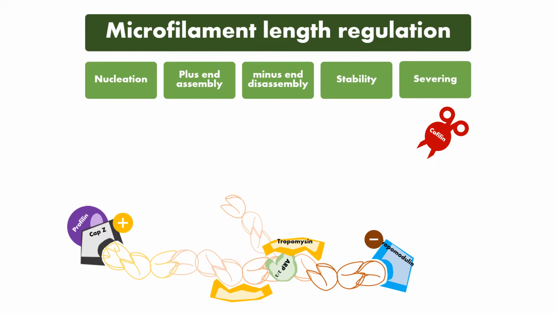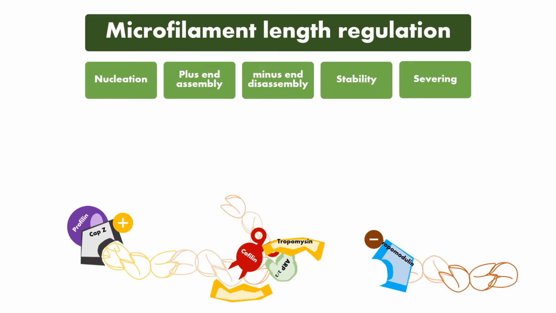We have also severing or cutting proteins like cofilin. The cofilin, when it binds to this microfilament, will lead to the cutting of this microfilament. So these types of proteins are essential for cell division and the motility of the cell.